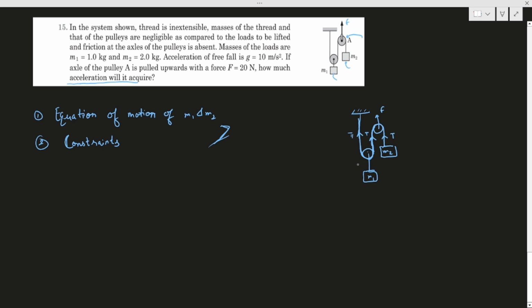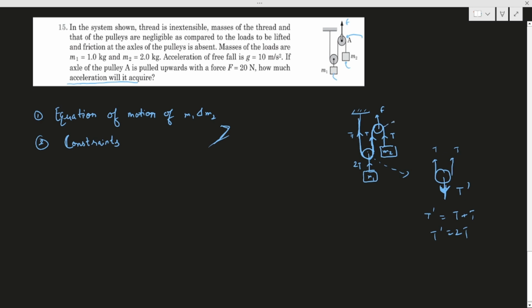Fine. If we look at this pulley, here the tension is T on both sides. So in this string, there will be a tension of 2T, because if we make the FBD of this pulley and assume the tension in this thread to be T dash, then T dash will be equal to T plus T, so T dash equals 2T. So here the tension will be 2T.